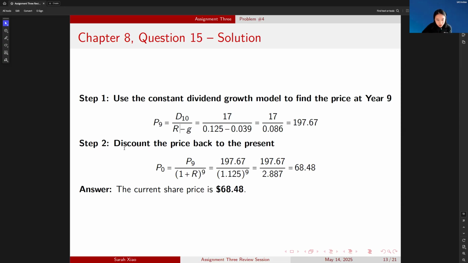Next, we want to discount this price back to the present. That is, we want to find P0. So we just use this stock price at year 9 divided by 1 plus the required return to the power of 9, because we have 9 periods of discount. Therefore, P0 should be 68.48. That's our current share price.